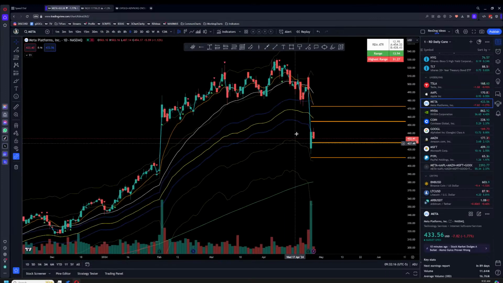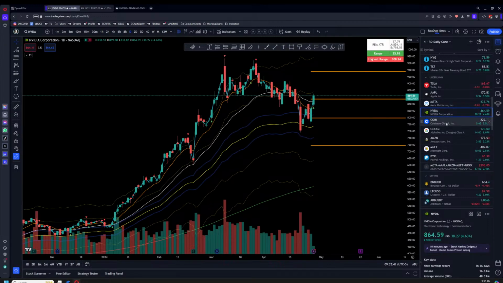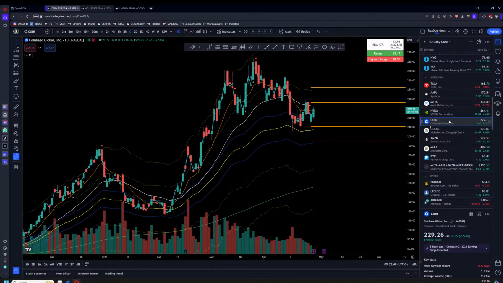Meta gapped down huge, went below the RDA, lost the RDA. Momentum is short. Looking to probably fill that full gap, I would assume. Look at that. Bullshit, dude. Fuck you. Should have maximized my profit. Meta, yeah. Nvidia, well, it's going back up. Needs to switch over in momentum there though. Coin held the RDA. It's a good trade.